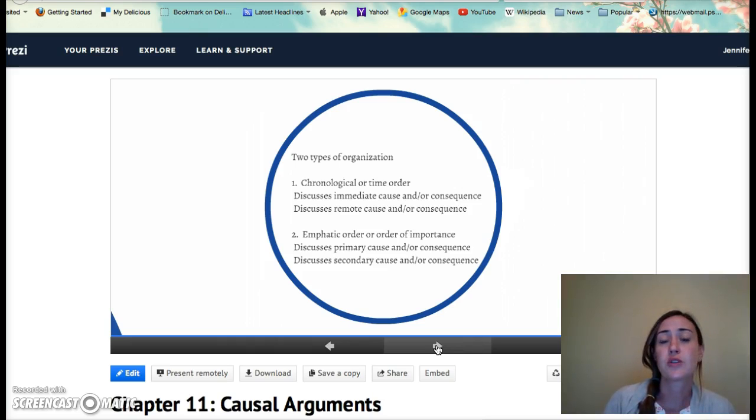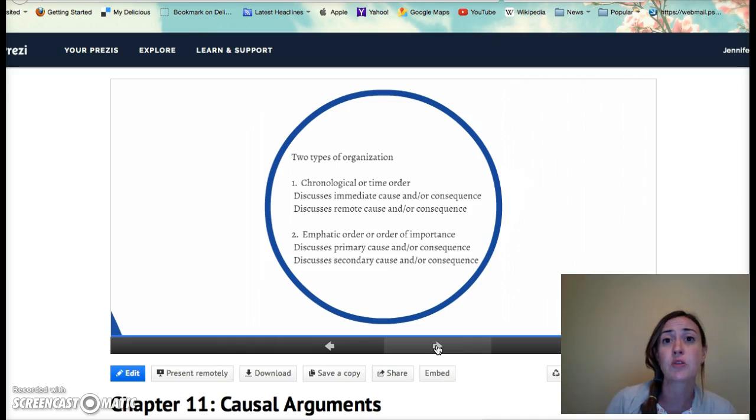The second way that you can organize your information is by emphatic order or order of importance. So when you're trying to figure out how to prioritize or rate the causes or effects that you want to talk about in your essay, you might choose to do it through order of importance. Now you determine what that order of importance is. So it could be that these are the quickest. It could be that these are what you think are the healthiest. There's all sorts of different ways for you to qualify what that order of importance is.